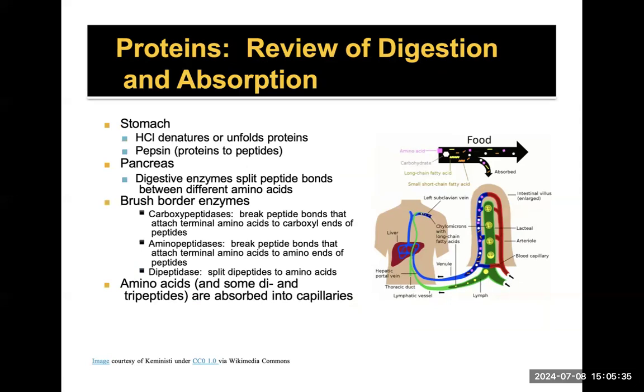Protein digestion can begin in the stomach with the use of hydrochloric acid because it has the ability to denature or unfold the proteins. And then also with the use of pepsin, which actually is the enzyme that can break down proteins. From the pancreas, there are digestive enzymes that are going to split peptide bonds between different amino acids. And then the brush border enzymes like carboxypeptidase, aminopeptidase, and dipeptidase are all going to split up the peptide bonds so that they can then be taken into the capillaries.